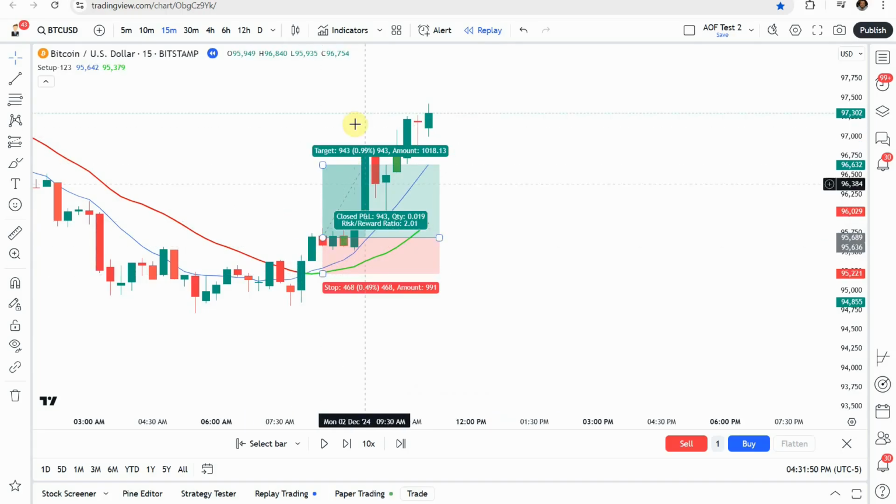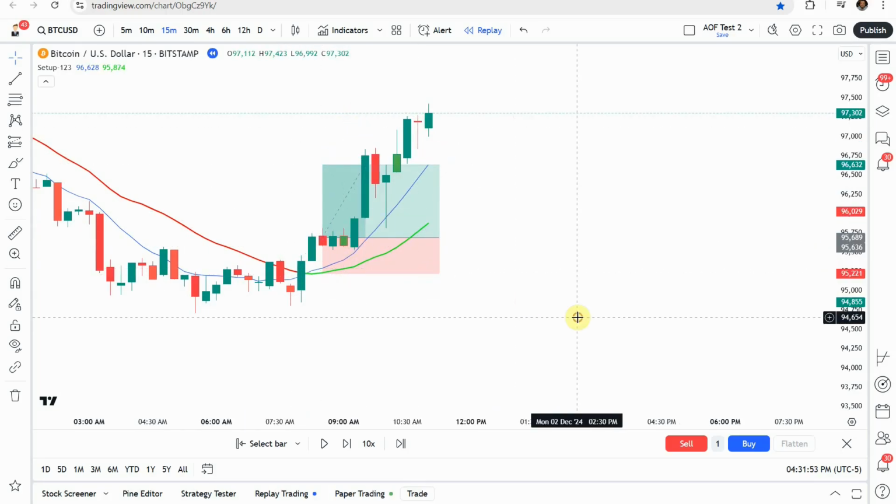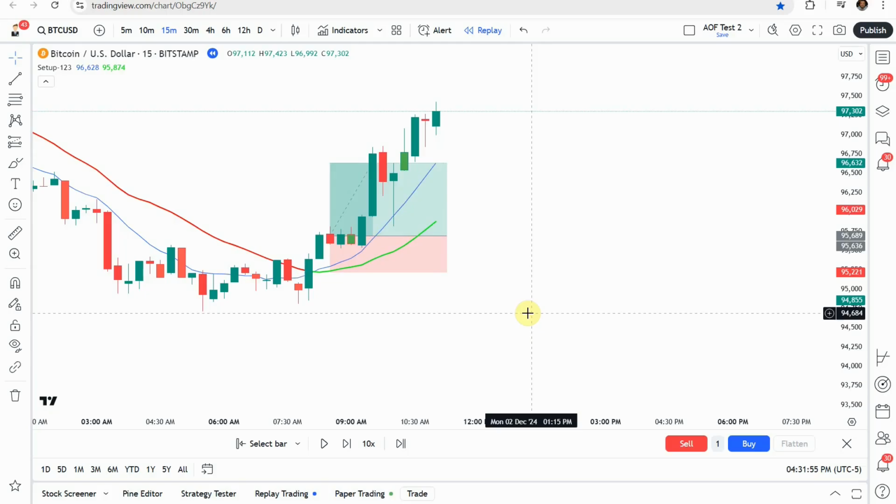This one gets a little bit better action there as we make this really nice strong push to the upside, getting us to our take profit. Alright, so that puts us at the end of the testing right there.